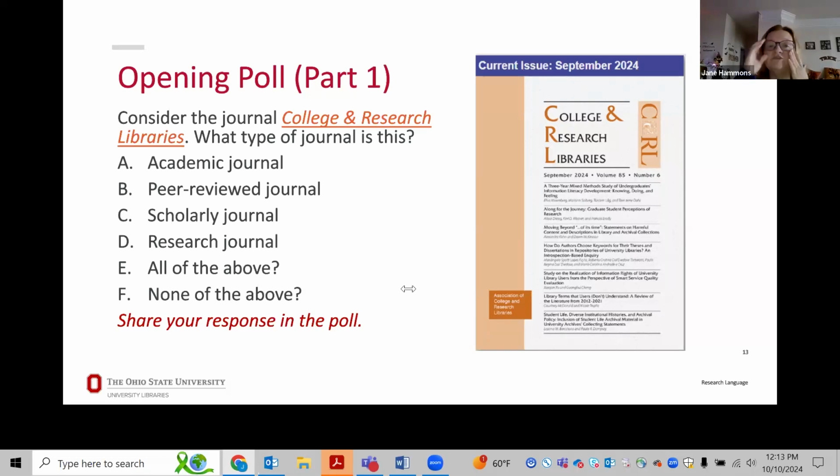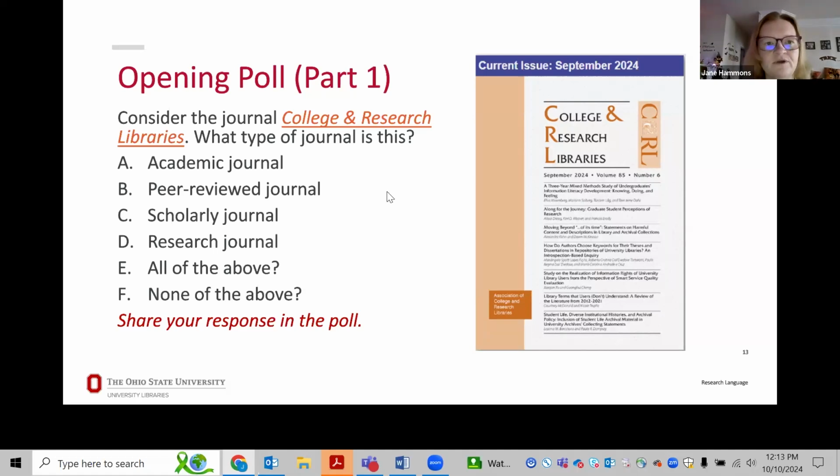Yeah, absolutely. I hope this is an interesting and great activity for us to think about some of the challenges that we might have with precision language and how we describe different types of sources or resources that our students might use as part of the research process. So thank you all for sharing your responses there.